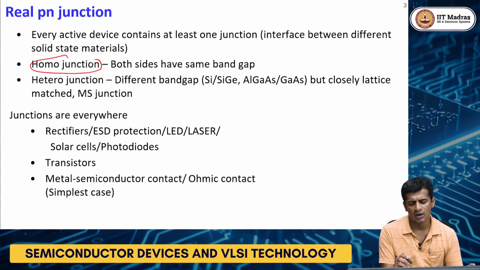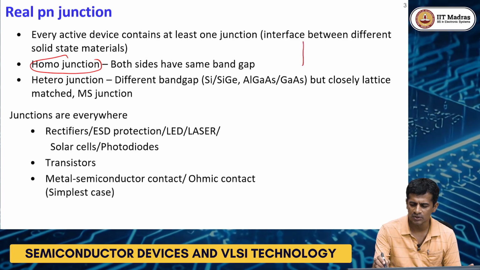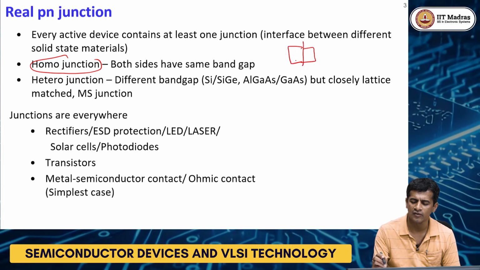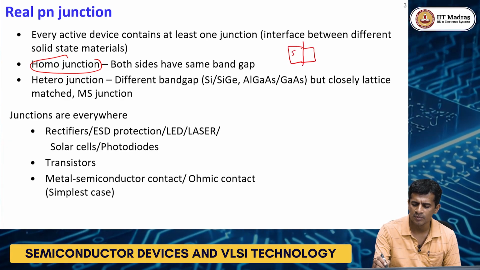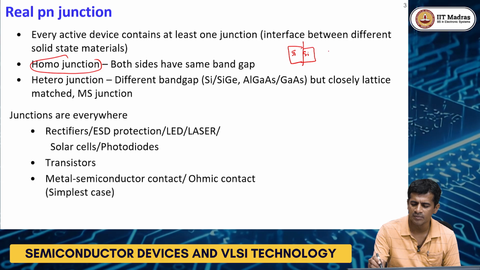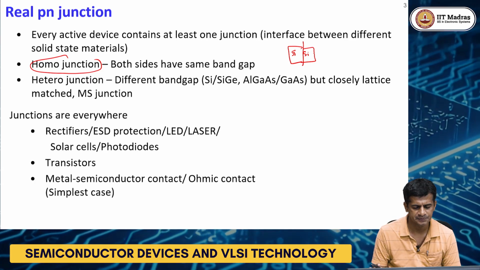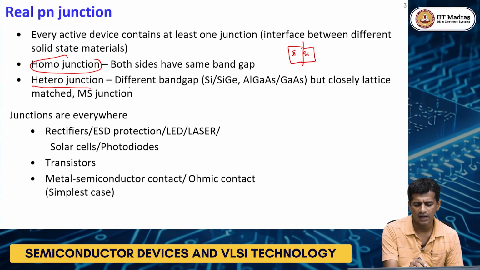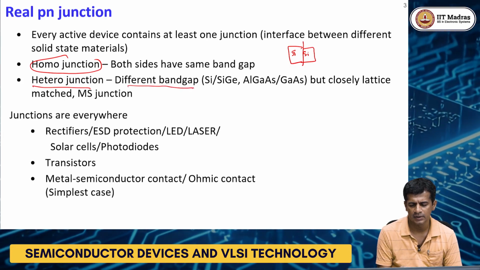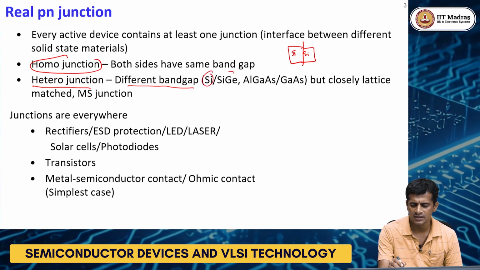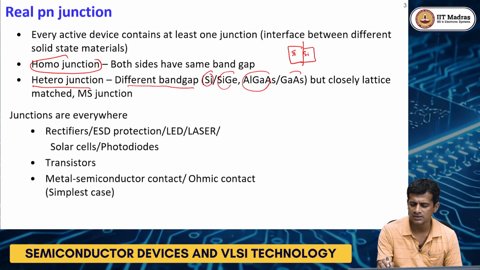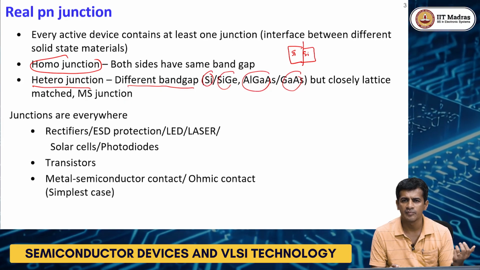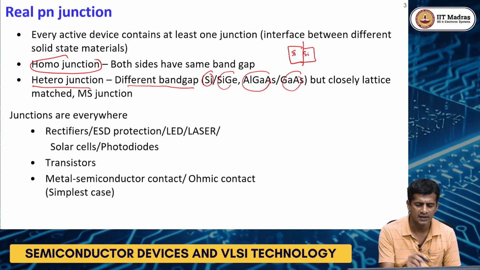In a homojunction, on both sides of the junction you have material with the same band gap, a similar amount of band gap. For example, it could be silicon and silicon, or some other material with identical band gap. The other is known as a heterojunction. On the two sides they have materials with a different band gap, for example silicon and silicon germanium, or GaAs and GaAs-based alloys. They could be closely lattice matched or they may not be lattice matched, and each has its own effects.